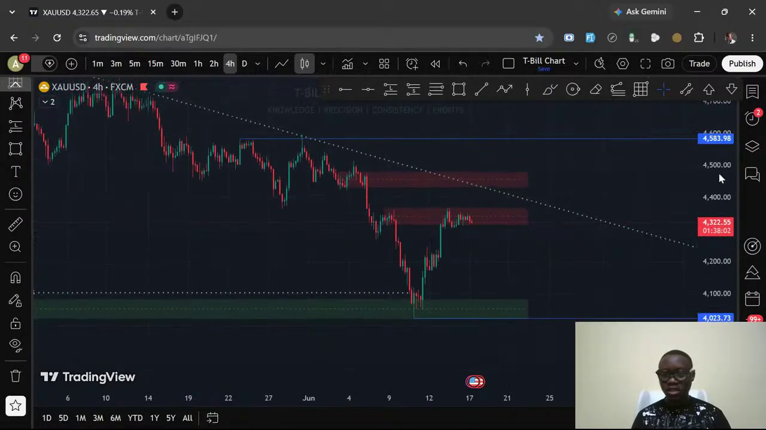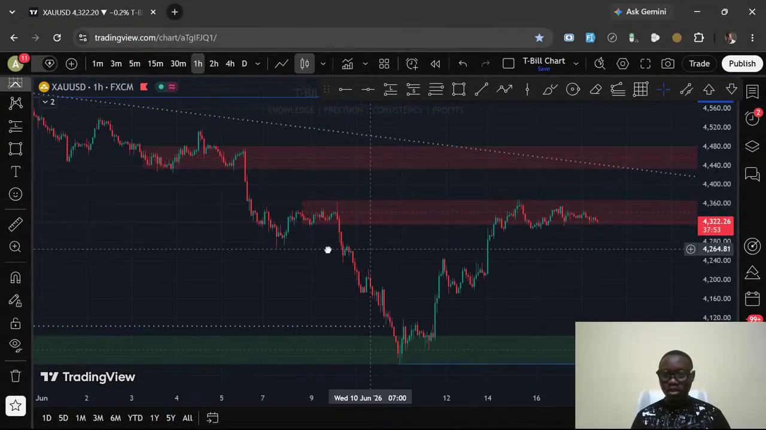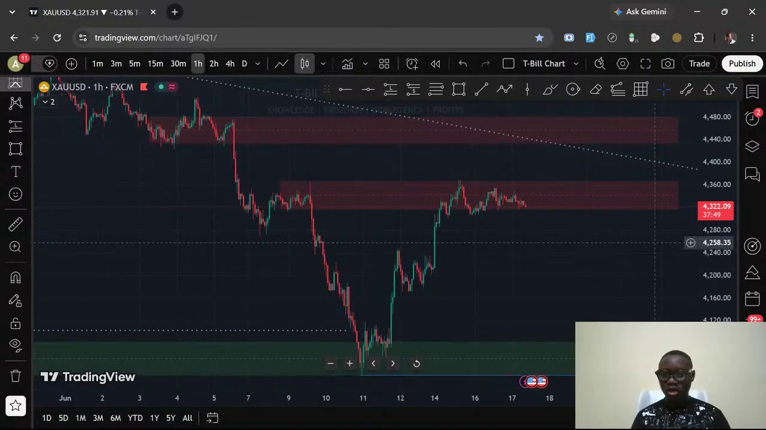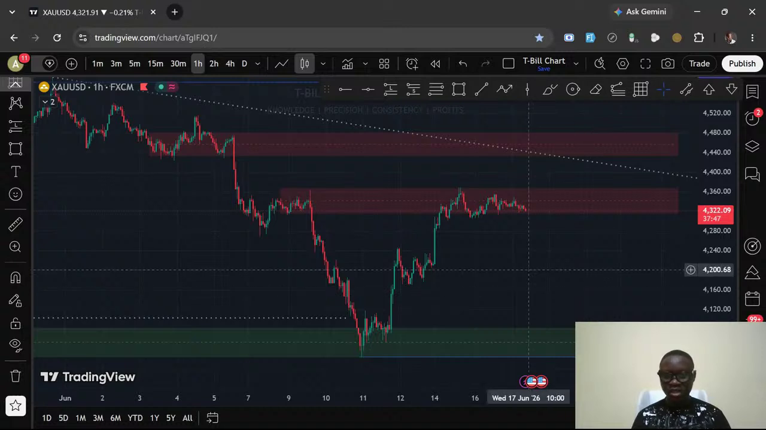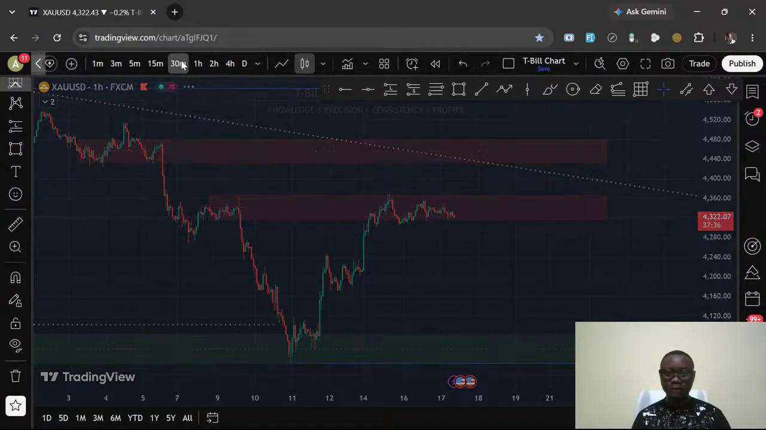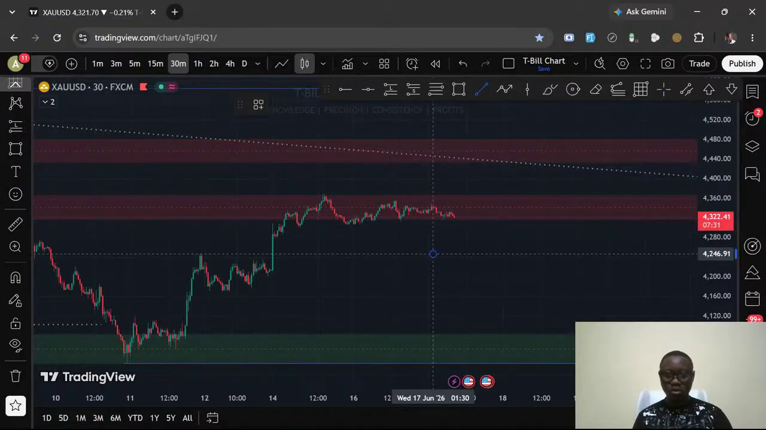Okay, that is it. Now we have these two zones marked out, and let's drill down to the 1H time frame to look for a potential reversal pattern. Then we take our trade accordingly, right? So for this, okay, let me drill down to 30 minutes for a clearer picture of this structure right here. Okay, so it's cool.